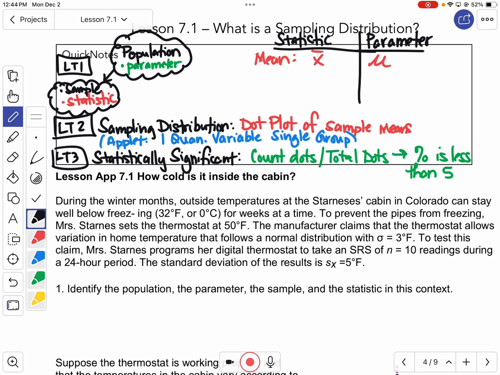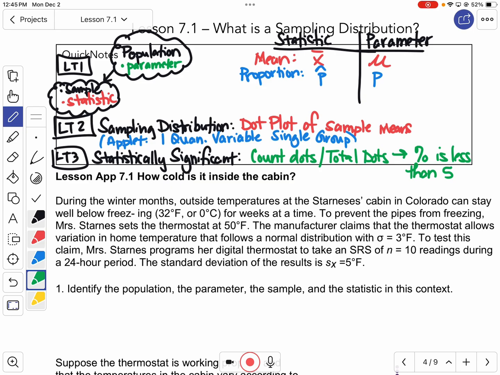One is a proportion. Remember, that's just a decimal out of the total. They use a P with a hat, they put a little roof on it, P hat. And then for the population, we use P. You're not going to need that today, but I just want you to know what these symbols are.